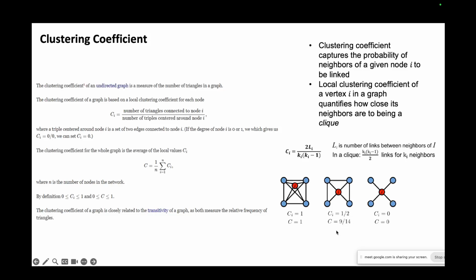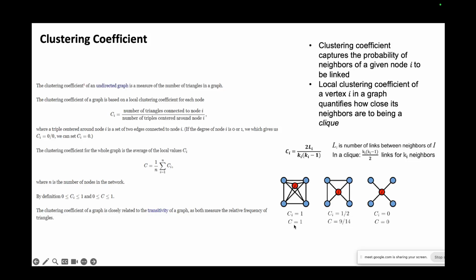If your clustering coefficient is less, it means fewer connections, and all possible connections are not there. So in this case, all the possible connections are there between these five nodes. But in this case, all the possible connections are not there. So only half the connections are there if you calculate. So that is why it becomes 1.5.